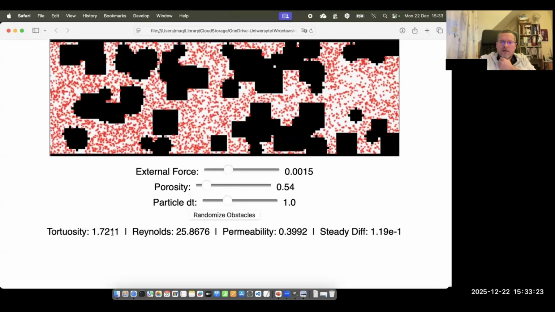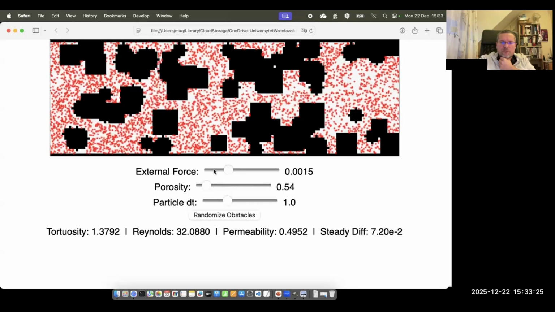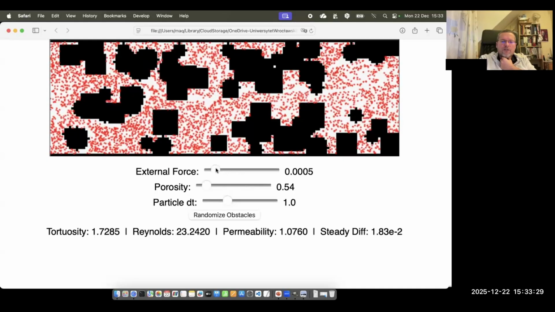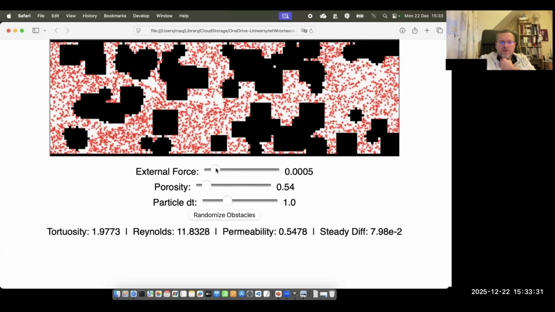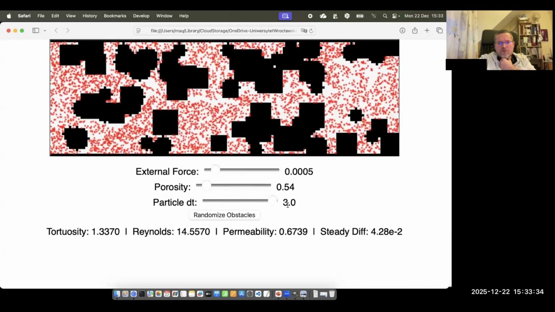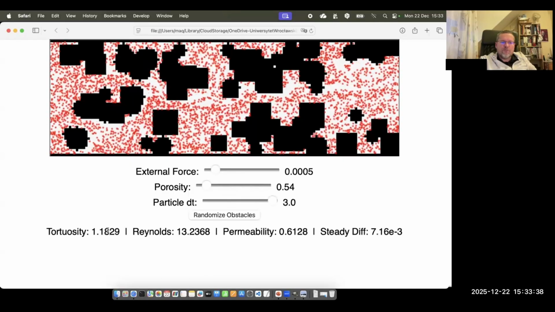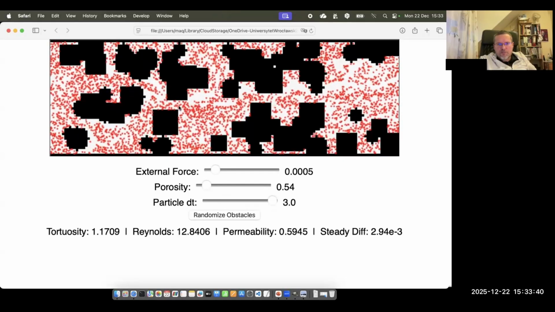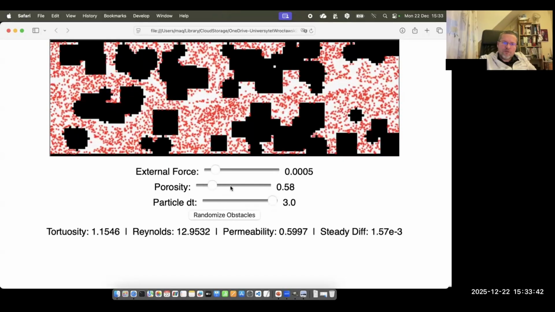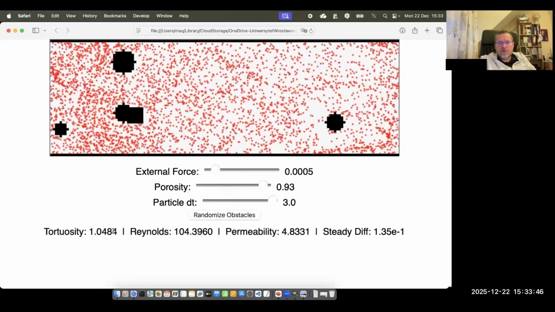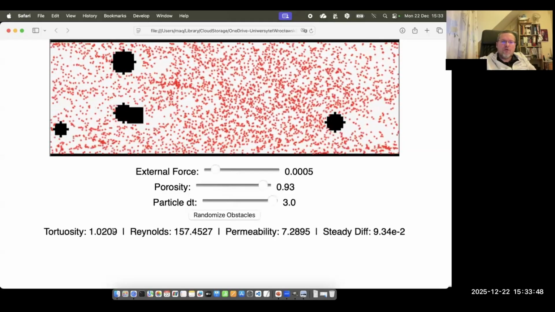So even by hand, I took too large an external force, so it will probably stop working in a moment. So I decrease this force a little bit, but increase the delta time. So I get the tortuosity. So for instance, here step by step, I can change the porosity and calculate tortuosity for different conditions. Yes, so you see those values are changing. They probably go in time.